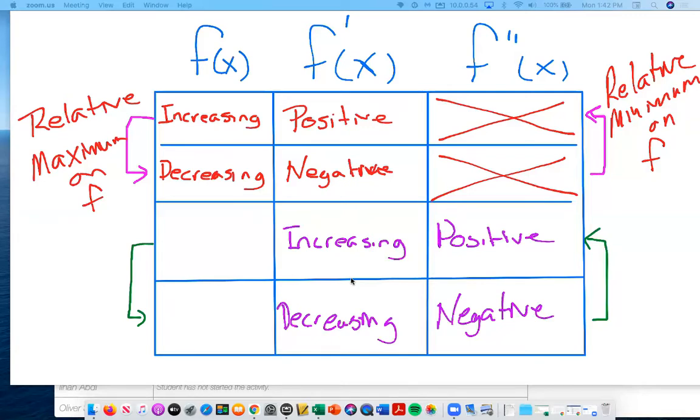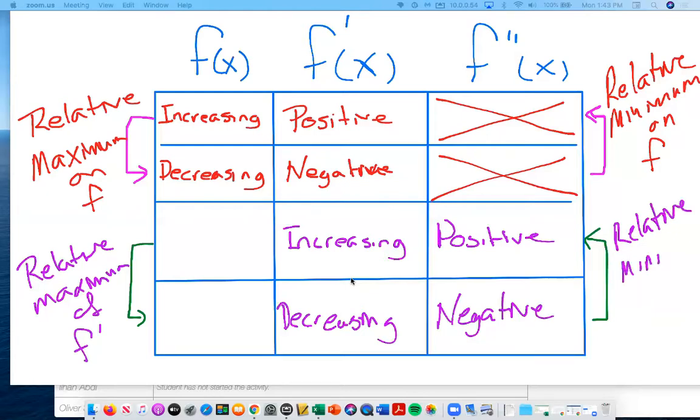Now, as far as these relative maximums or relative minimums, this is a relative maximum of f prime, because in that case, f prime is going from increasing values to decreasing values. And over here, this is a relative minimum of f prime, not f, but f prime.